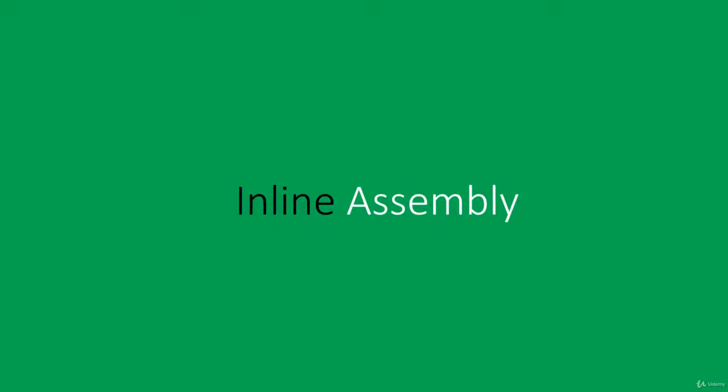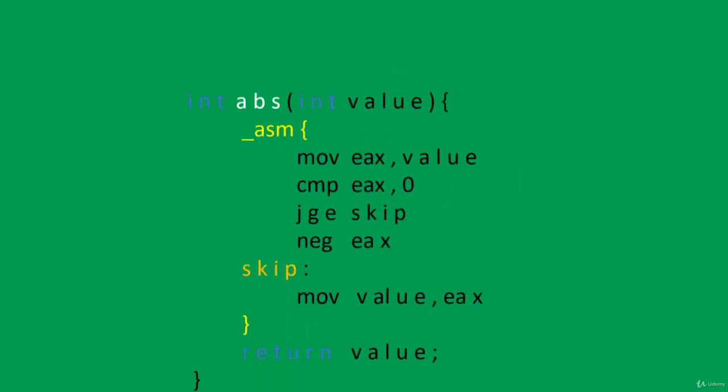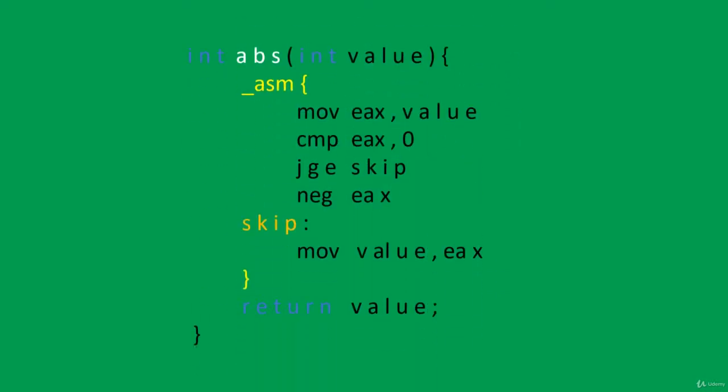Inline assembly is assembly written inside another language. And as a first example, let's use our absolute value computation. But this time, it is written inside a C++ function. As you can see, assembly code is defined by underscore underscore ASM.